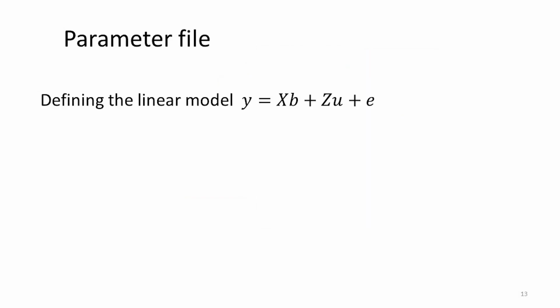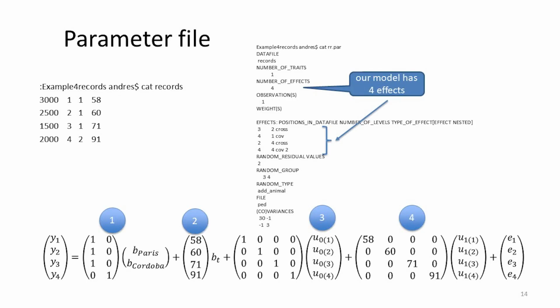Then we have a second part where we define the linear model. This is how you write the linear model when you want to do algebra. Our linear model has 4 components: the effect of the city, the effect of the temperature, the baseline of the animal, and the slope of the animal. So we say here, number of effects, 4. Our model has 4 effects.